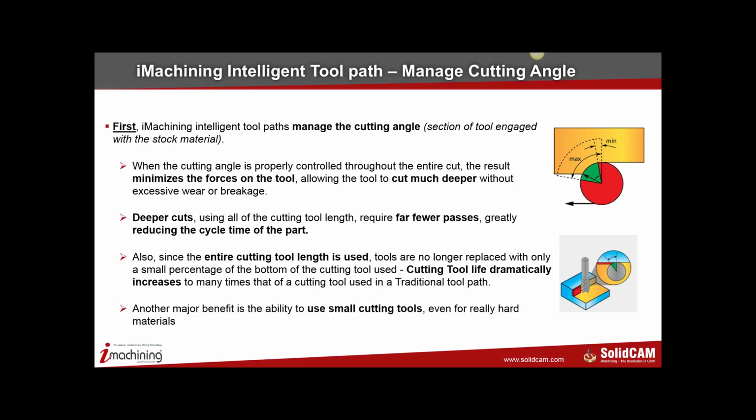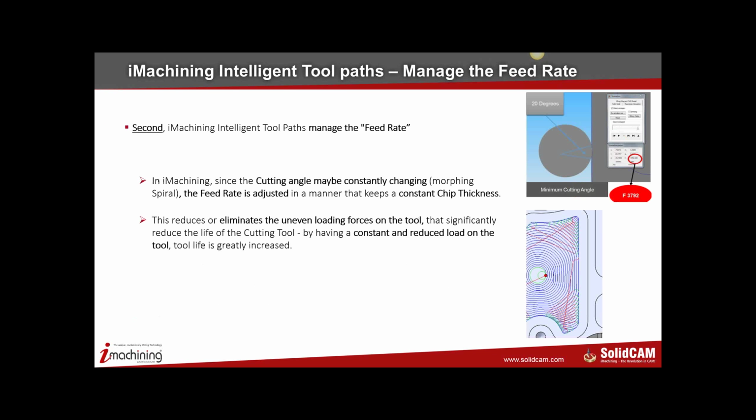So the underlying principle is that we maintain a constant load by varying the engagement into the material and by changing the feed rate at different engagements. For example, if the engagement is more, our feed rates will drop. If the engagement is lower, the feed rates will go higher. This maintains a constant load. This maintains a constant mechanical and thermal load on the tool. So your tool life goes up, and so your process time comes down.